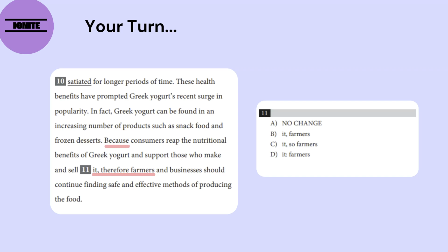Now, this first phrase is a dependent clause. Starting with the word because, it makes that phrase dependent on the next clause. Therefore, using the word therefore is not allowed in that second clause, since this clause needs to be independent. In that case, the only thing separating the it and farmers has to be nothing. So, B must be the correct answer.